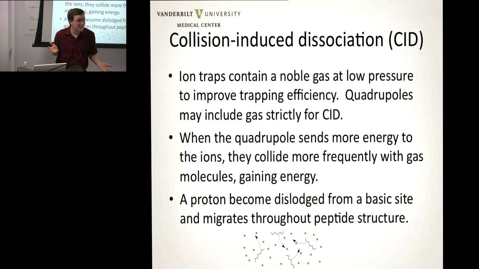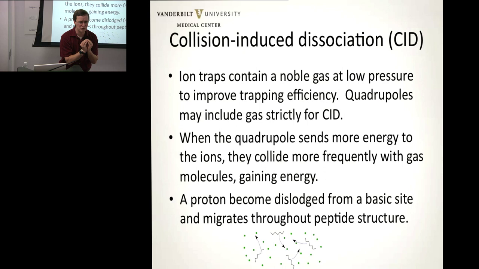But because of what we're calling a tickle voltage, something that causes them to move more rapidly through this gas collection, we start accumulating collisions between gas molecules and the peptide ions at a higher rate than normal. And maybe after about 10 of these collisions, the peptide is heated up so much that it starts doing two things. One, it starts contorting itself in a lot of ways that it wouldn't normally. It's not just in its lowest energy state, it's actually getting more excited.